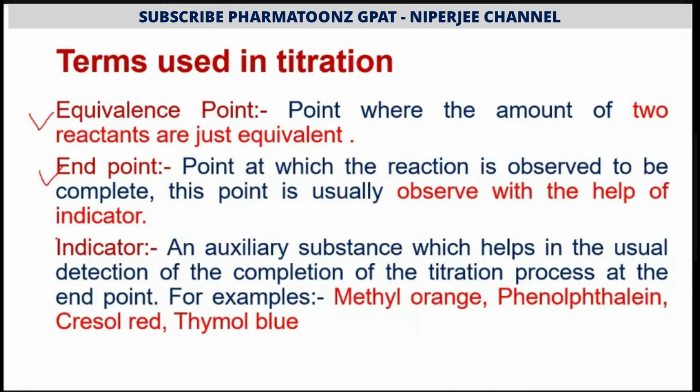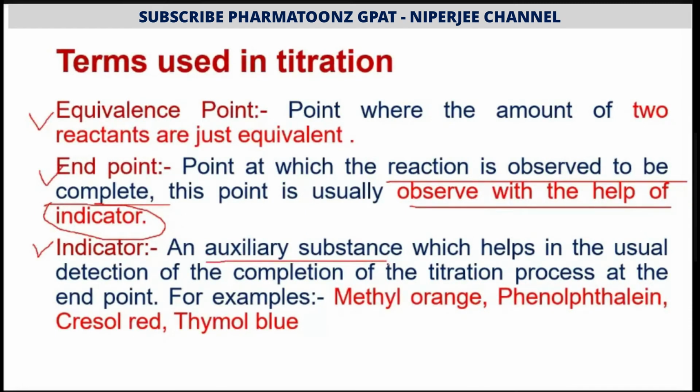End point. When all the acid is neutralized by base, we reach the point where no further reaction proceeds, so we can say the reaction is observed to be complete. This point is observed with the help of indicators. So what is an indicator? An indicator is an auxiliary substance which helps us in the visual detection of the completion of the titration process or reaction.